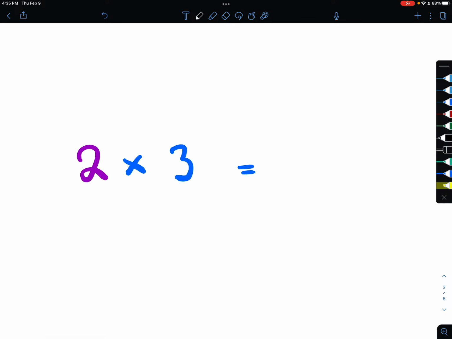Well, now, the first number is going to be telling us how many groups we add or we subtract. If it's positive, we add. If it's negative, we subtract. The second number is going to tell us each group how many balloons or weights it has. So 2 times 3 means I am adding 2 groups of 3 balloons each.